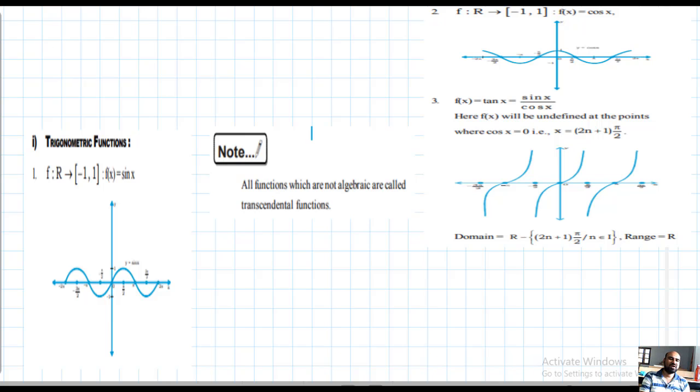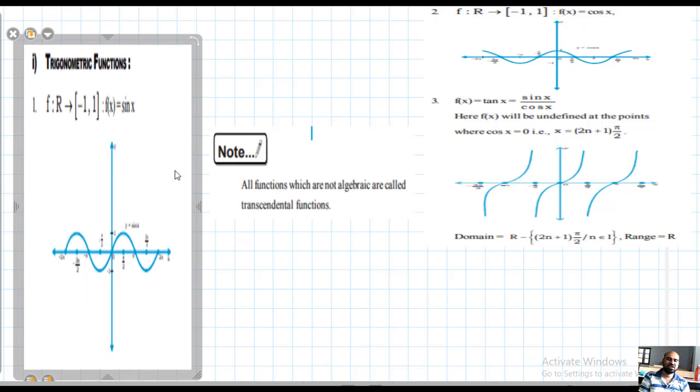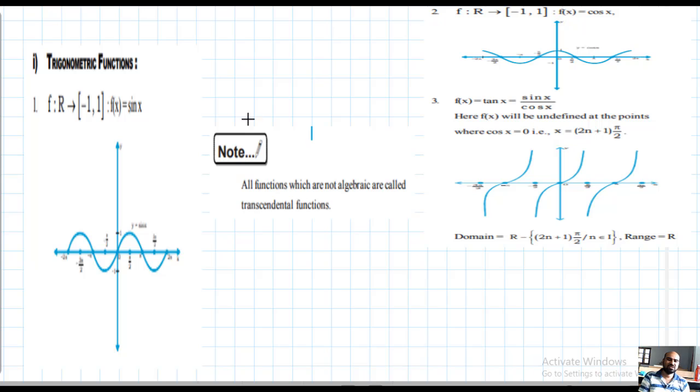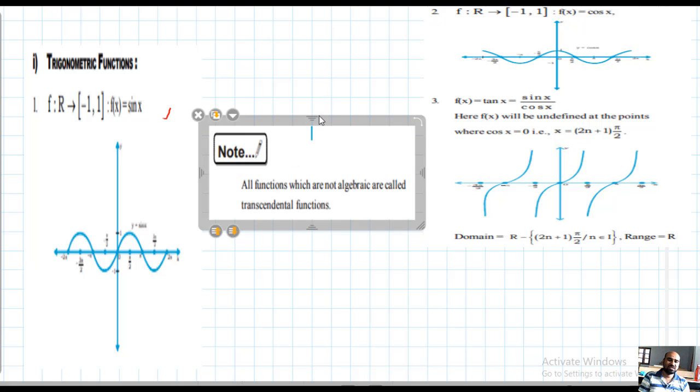Next, trigonometrical functions. The functions involving trigonometrical ratios are trigonometrical functions. Students, here is an important note, listen, this is very, very important. All the functions which are not algebraic are called transcendental functions. Algebraic functions and transcendental functions, two types of functions are there. These are said to be transcendental functions because they are not algebraic. Trigonometrical function, logarithm function, exponential function. So trigonometrical functions are treated as transcendental functions.